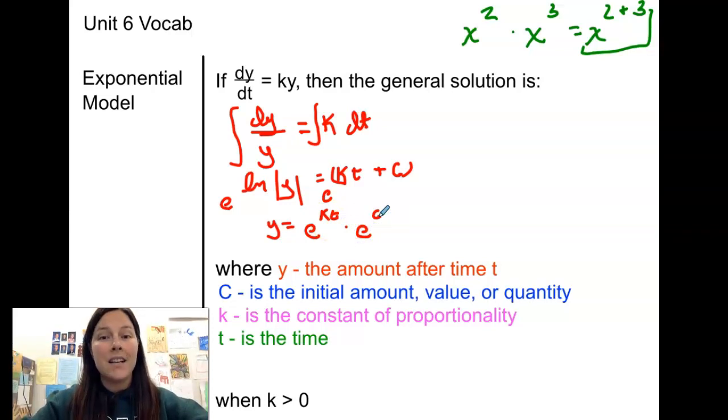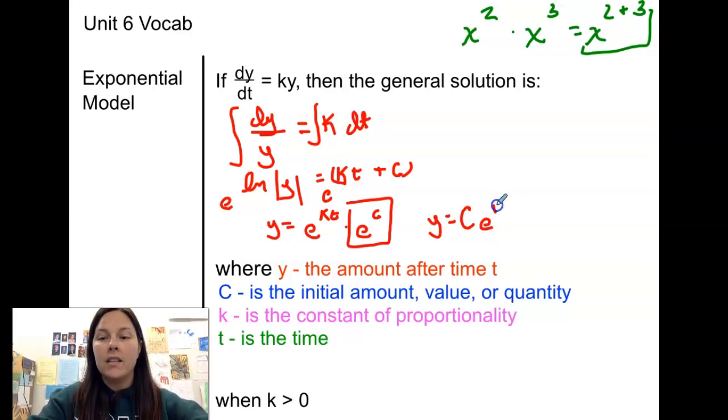Okay, but c is a constant, e is a number, so this whole piece right here is what I'm going to call a new constant. I'm going to call it a capital C, and I'm just going to multiply it in front of that e to the kt power. So the answer for that differential equation is y equals some number times e to the kt power. There's our exponential model.